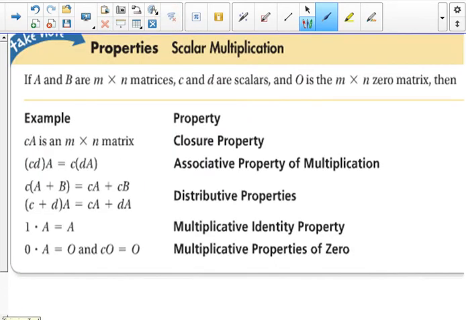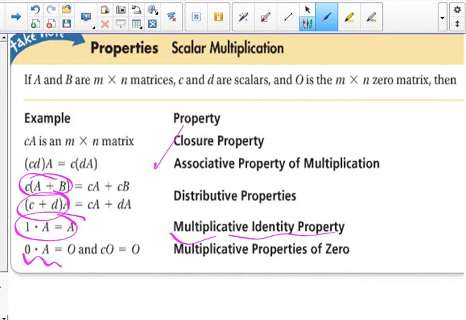So the same properties apply with scalar multiplication, just like you would use algebra. So we can use the associative property by switching the order of multiplication, right? We can distribute, and basically that's what we're doing with scalar multiplication. We're distributing, and either way. And then 1 times any matrix is itself, so that's your multiplicative identity property. And any matrix times 0 is the 0 matrix. Remember, we show it with the slanted capital O, the 0 matrix.